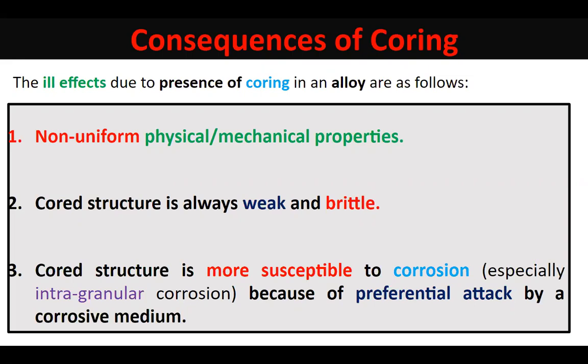And this type of alloy which has got non-uniform physical and mechanical properties throughout its cross section is not a true alloy and cannot be put to industrial use. Not only this, because a true alloy has not been obtained, this casting that has been obtained by you at room temperature would be very poor in strength. It would be very poor in ductility. So the core structure is always weak and brittle.